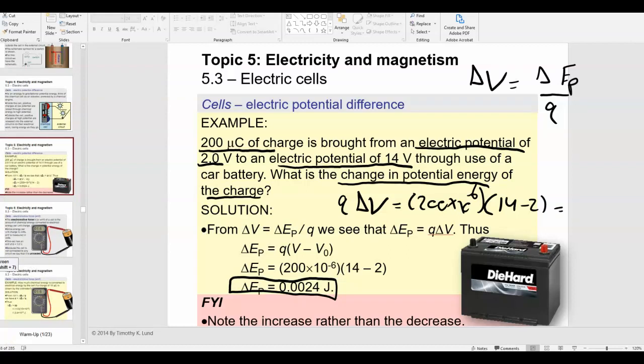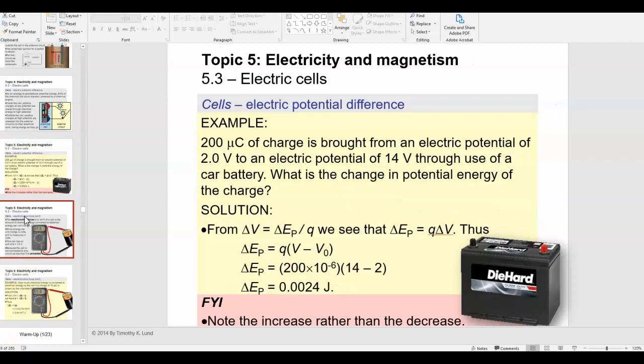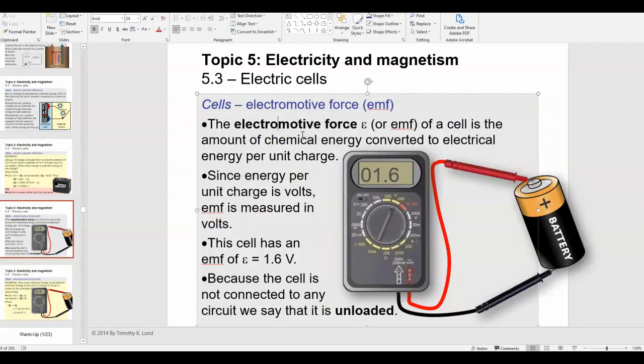Okay, I do want to introduce a new term though before we end this video. This is a term that is called electromotive force. This fancy looking E, it kind of looks like a 3, but it's backwards. This E is a symbol for electromotive force, or as we call it, EMF. Now, it has a very bad name because it is not a force at all.